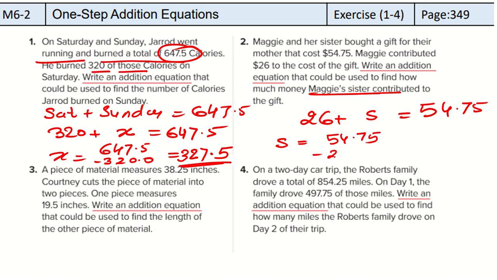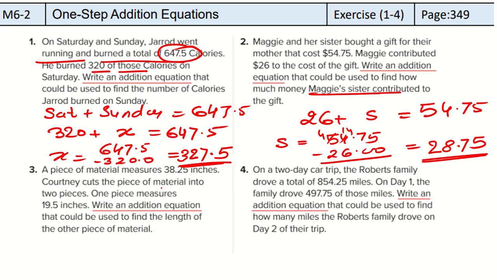54.75 minus 26.00. So it will be 5 minus 0, 5, 7 minus 0, 7, 4 minus 6, not possible. So borrow 1 from here, it will become 4, it becomes 14. 14 minus 6, 8, and 4 minus 2, 2. So Maggie's sister contributed $28.75. Okay. Now another question, number 3: a piece of material measures 38.25 inches.